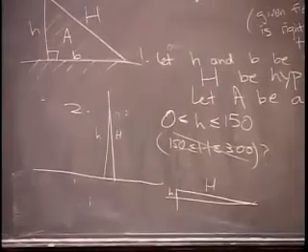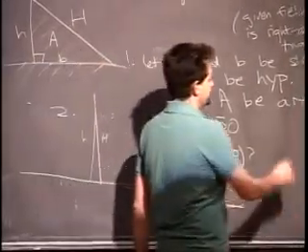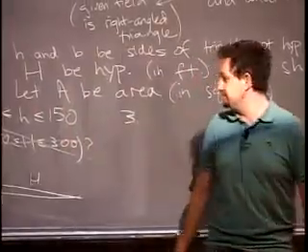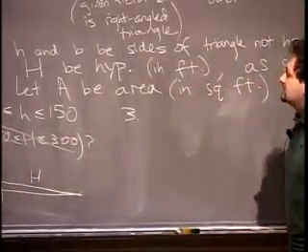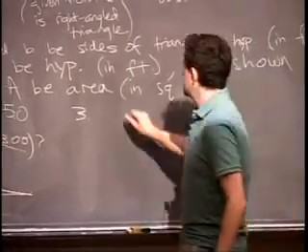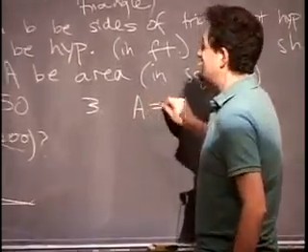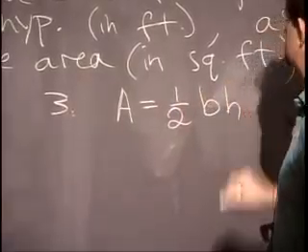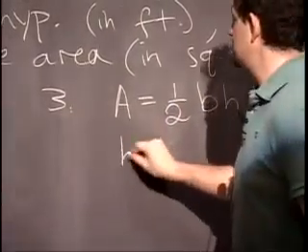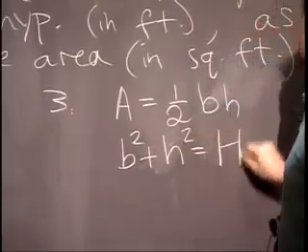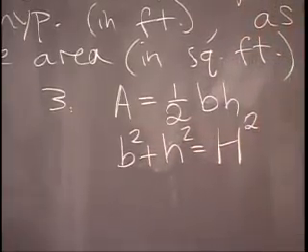So in step 3, we've got to write down some equations. Step 3. Write down some equations. Well, what do we know? We've got a whole bunch of equations. One thing we know is that the area, A, is equal to a half base times height. Another thing we know is Pythagoras' theorem. B squared plus h squared is capital H squared. That's just Pythagoras.